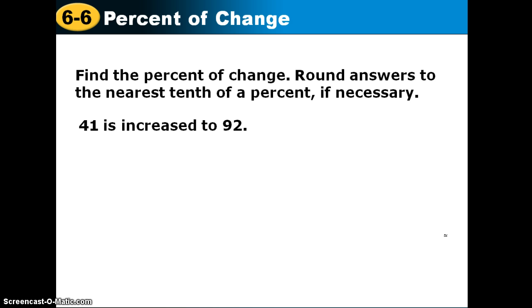Okay, 41 is increased to 92. Again, we're going to round to the nearest tenth. First, find your amount of change. So take your larger number, 92, subtract your smaller number. 92 minus 41 is 51, and put that over the original amount. 41 is the original. The original is the first number you see. Okay, there is your fraction.